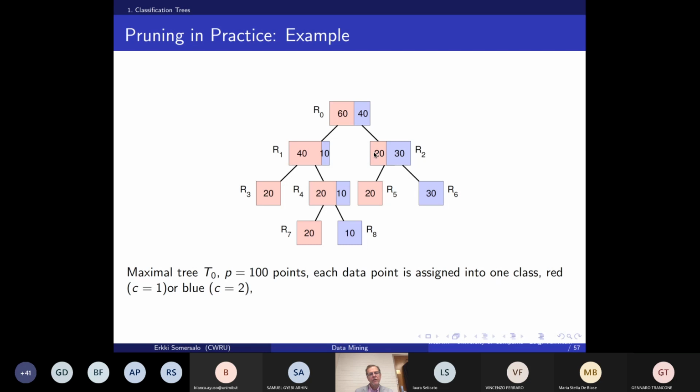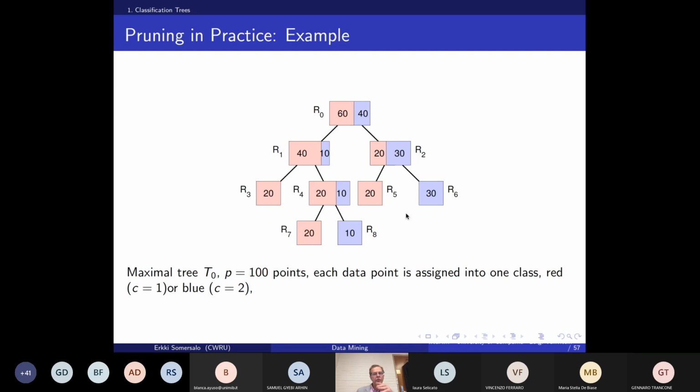So my 20 points in the first class contained in R2 go in rectangle R5, and the 30 which are in class 2 go to this R6. If I split the left one, I'm assuming that the next split produces one pure leaf and one mixed leaf, and then I split the mixed leaf, and then I get pure leaves. So now all the leaves are pure, and I stop splitting. So this is the maximal tree. Okay, so this is my hypothetical tree.